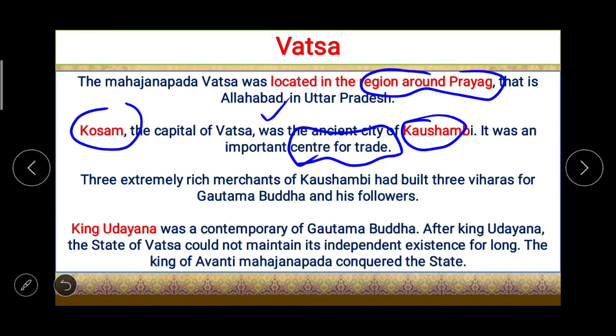3 extremely rich merchants of Kaushambi had built 3 viharas for Gautam Buddha and his followers. King Udayana was a contemporary of Gautam Buddha, and after King Udayana, the state of Vats could not maintain its independent existence for long, क्योंकि उसके बाद का जो किंग है वो उतना कैपेबल नहीं रहा होगा. The king of Avanti Mahajanapada conquered the state.